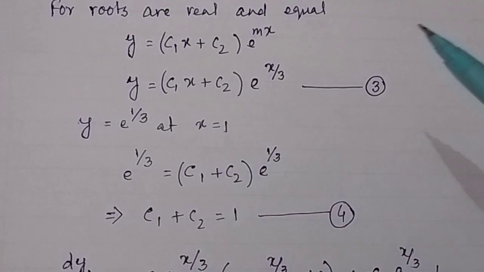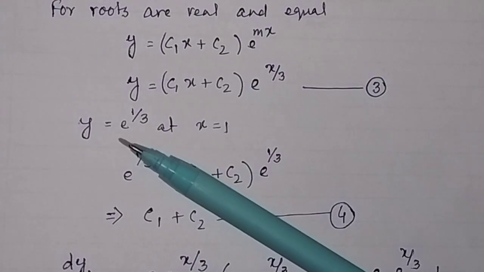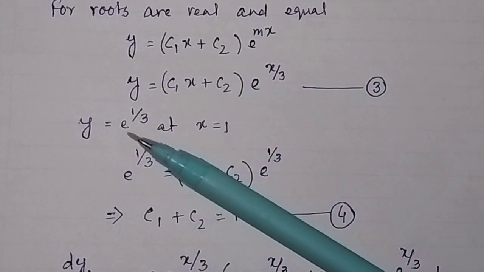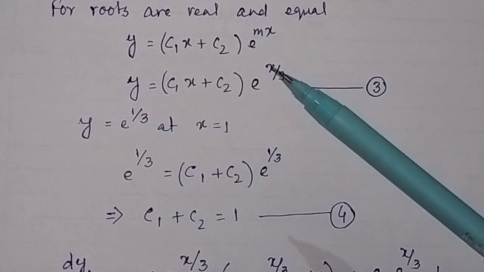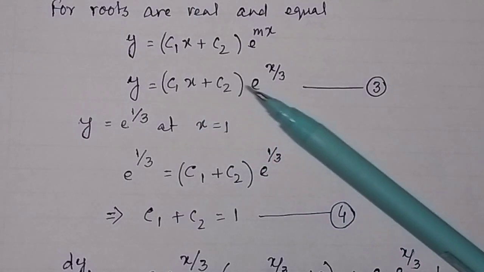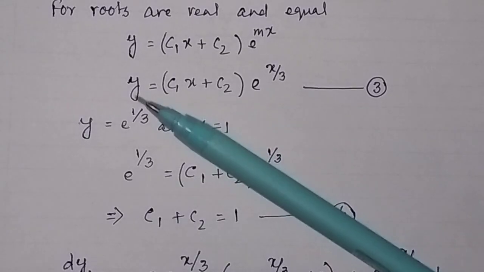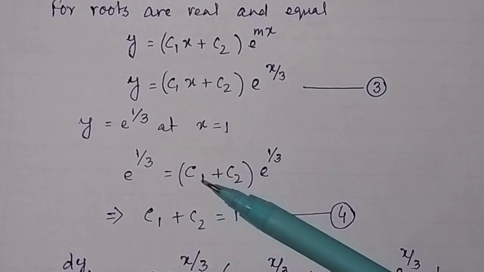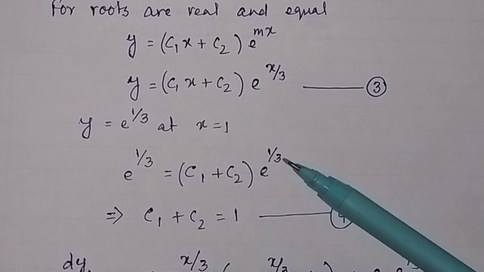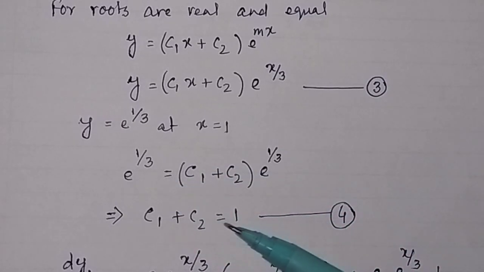Now you put the initial conditions to find the values of c1 and c2. The first initial condition is at x equal to 1, y is equal to e to the power 1 by 3. So if you put x equal to 1 here, the right hand side will be equal to c1 plus c2 into e to the power 1 by 3, and on the left hand side you have y equal to e to the power 1 by 3. So e to the power 1 by 3 is equal to c1 plus c2 into e to the power 1 by 3. So e to the power 1 by 3 cancels from both sides. So c1 plus c2 will be equal to 1. Suppose this is equation number 4.